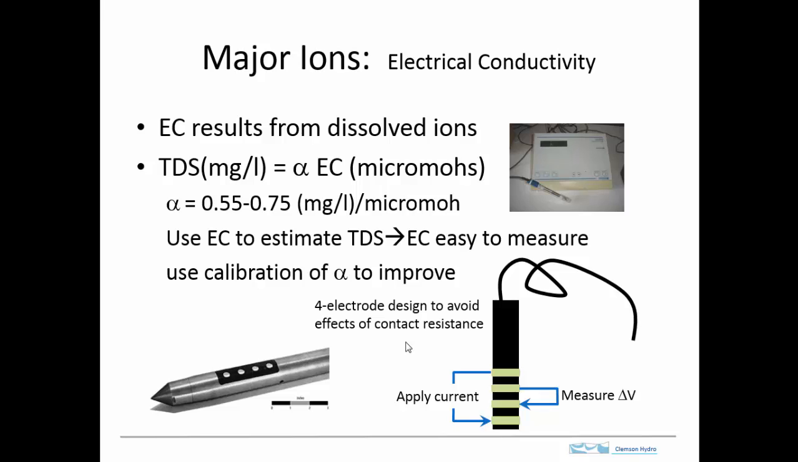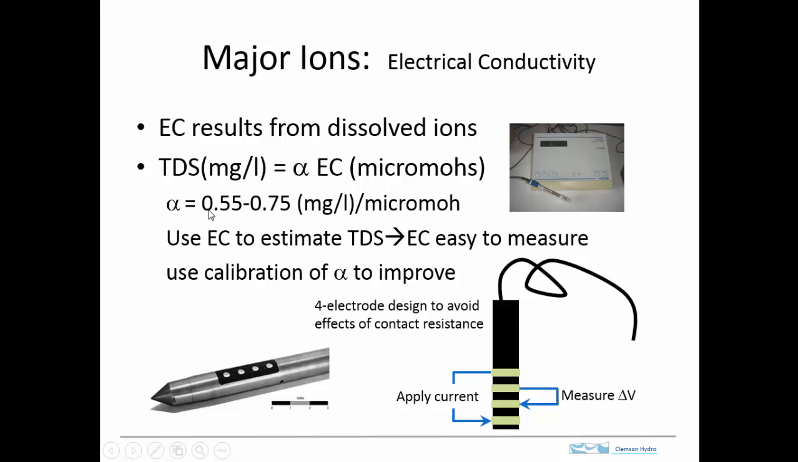ions in the water. So we use an instrument that has several electrodes. It usually has 4 electrodes, 2 to apply the current and 2 to measure a voltage drop, and that data then is used to calculate the electrical conductivity. And the way that it works is the electrical conductivity, here expressed in micromhos, is proportional to the TDS in milligrams per liter, and the proportionality is this alpha term. So alpha kind of correlates these two quantities.